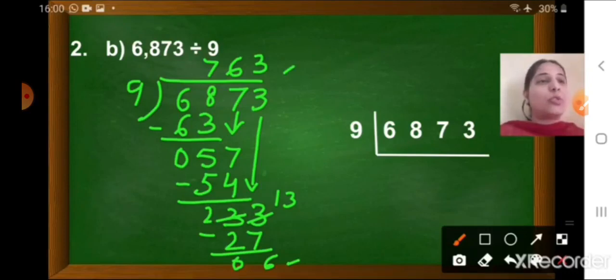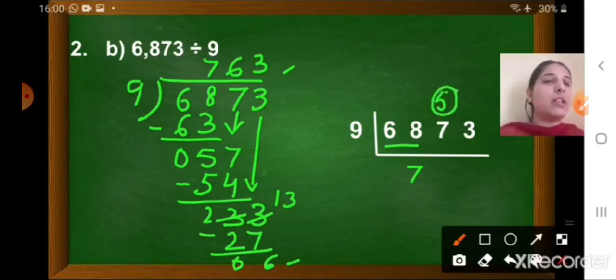Now let's do the same question using short division method. So again we will take the first two digits of the dividend. So 9 sevens are 63. So 63 when subtracted from 68 will give 5. That we will write just above the next digit of the dividend. So now we have 57.